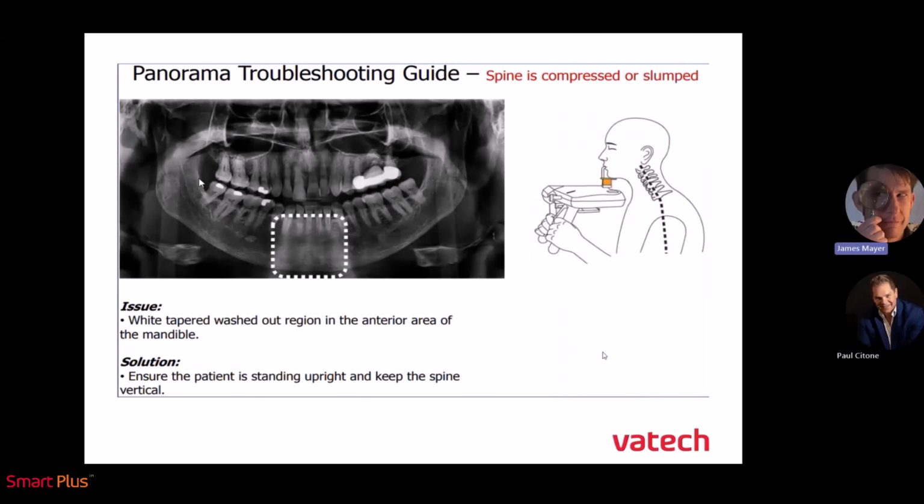Often we see lower anterior distortion, and that's where the patient is not standing up straight. We want that spine straight and their chest right up against the chin rest there. We talked about that when we did our patient positioning a little while ago. So it's really important to make sure that their body is right up against that and the spine is vertical, and that's going to eliminate having that washed out anterior region there.